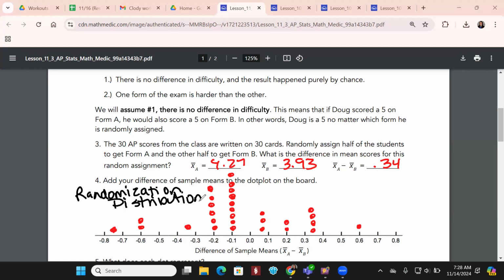You see how there's none of them that are at 0? I'm talking about getting a 0. It's talking about the fact that they're the same. Okay, so what does one dot represent?